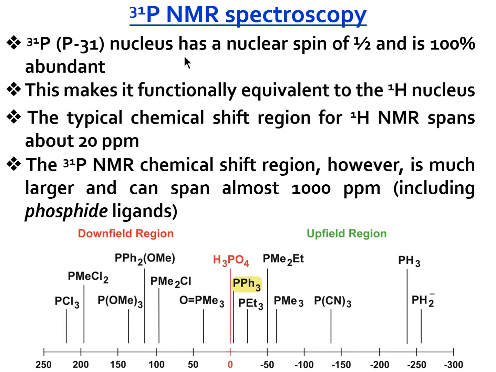The most important technique to identify carbonyl complexes is the infrared, where we measure the stretching frequency of CO. The best technique to characterize the phosphine complexes is the phosphorus NMR. The typical chemical shift region for hydrogen NMR spans about 20 ppm, but in case of phosphorus NMR, it can span almost 1000 ppm, including the phosphide ligands.